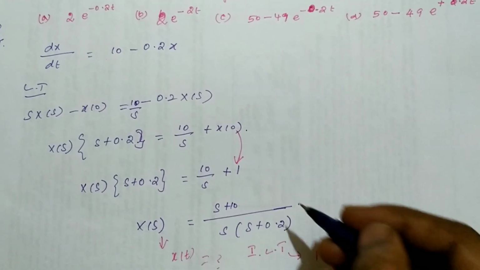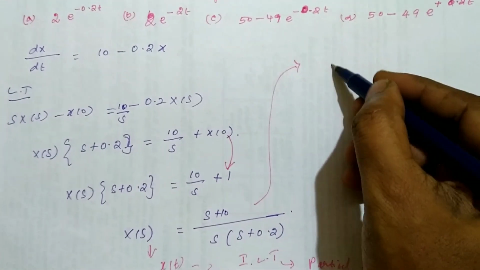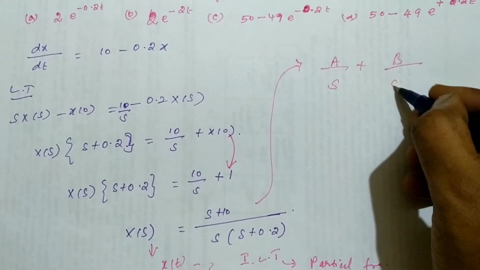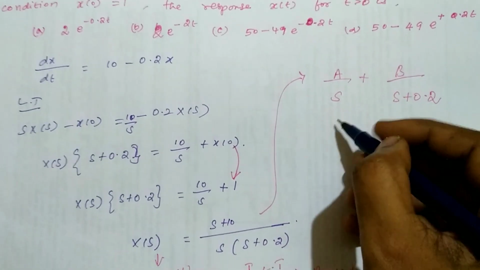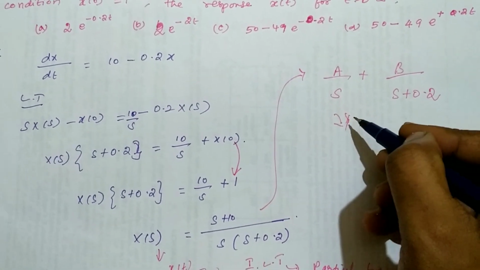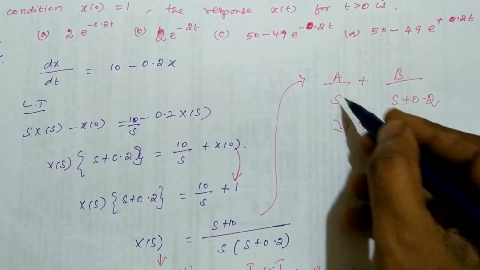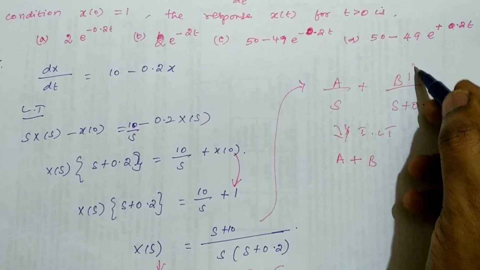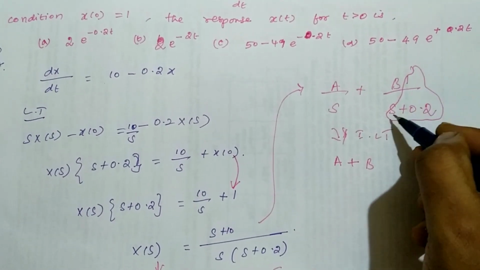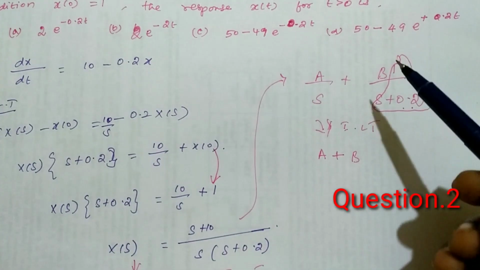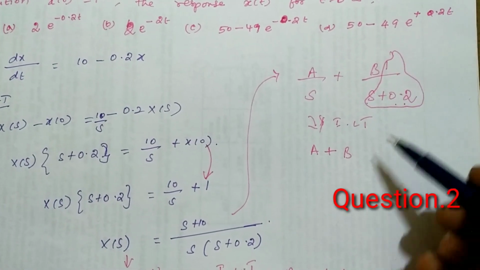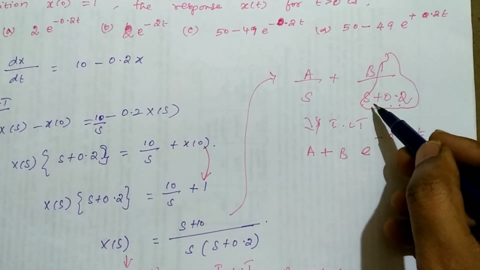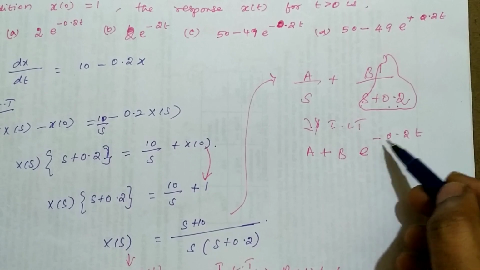Partial fractions we need to take. So this denominator has two terms, so we will write it as A divided by s plus B divided by s plus 0.2. When we take the inverse Laplace transform, there is no need to solve for A; this becomes A plus B times 1 over s plus 0.2, and the inverse Laplace of 1 over s plus 0.2 is e power minus 0.2t. So here we have A plus, and the exponential is e power minus.